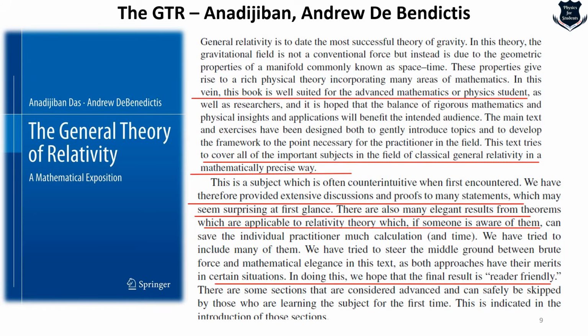The second part tells that we have therefore provided extensive discussions and proofs to many statements, which seems surprising at first glance. Now then the authors tell that there are also many elegant results from theorems which are applicable to relativity, and in doing those we hope that the final result is reader friendly. So a lot of points are being made. I have just highlighted a few of them so that you can basically understand whom it was meant for, and what the mathematical prerequisites are that you need to have.